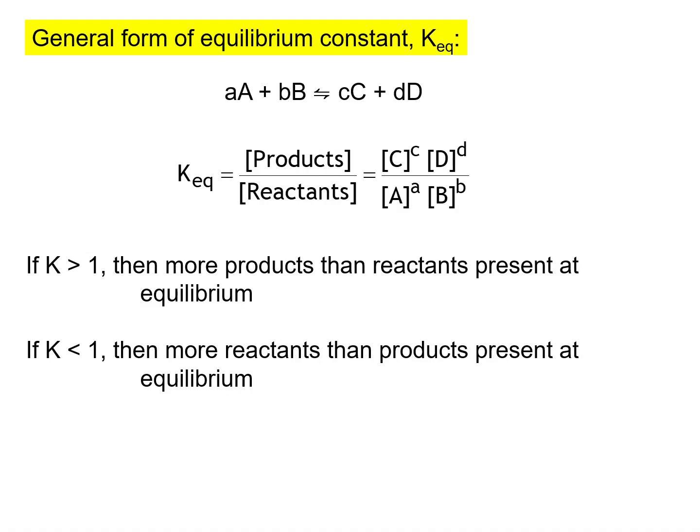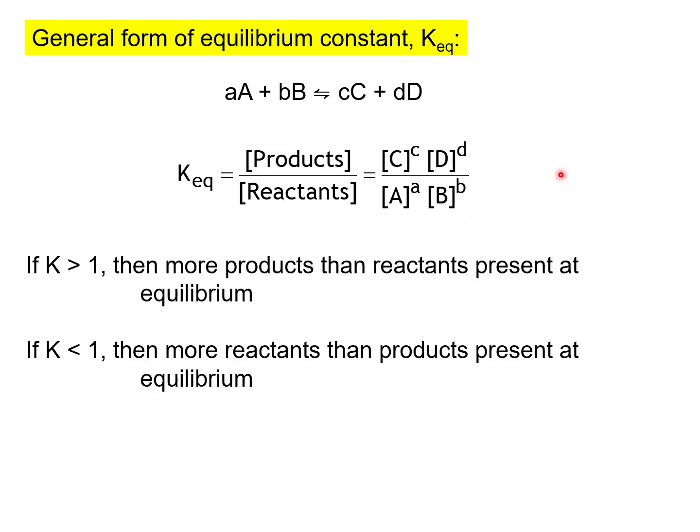The general form of the equilibrium constant, which is capital K, lowercase k means something else, is going to be the molar concentration of the products divided by the molar concentration of the reactants. If you have coefficients on your reactants or products, they're going to show up as the powers on these concentrations.